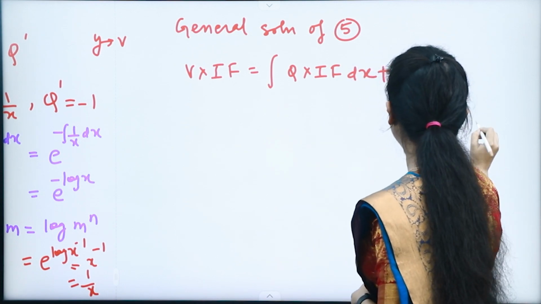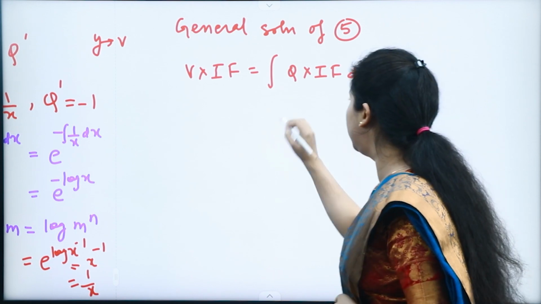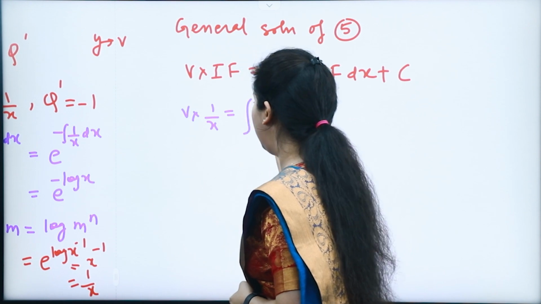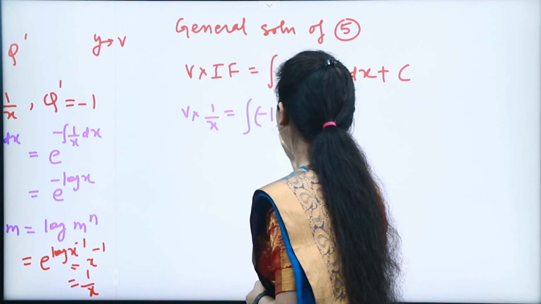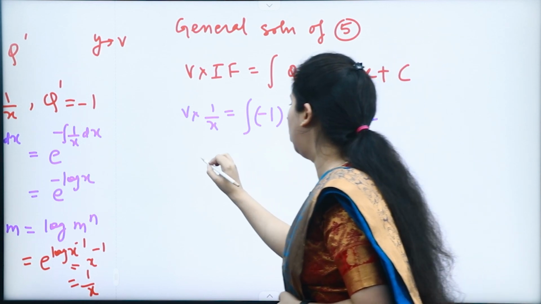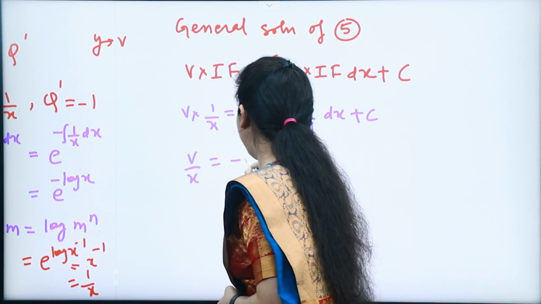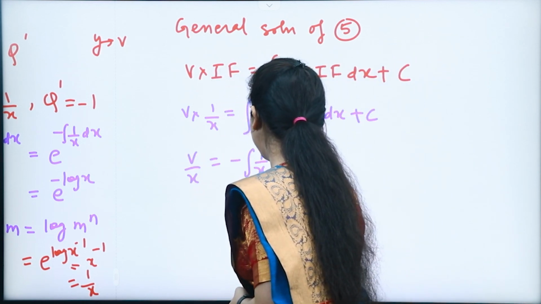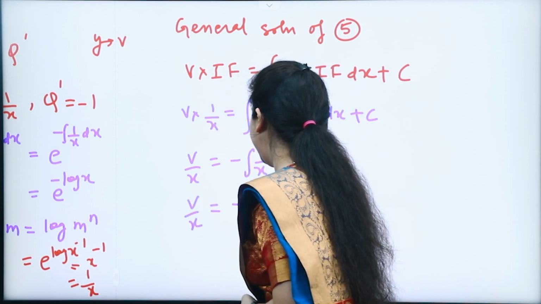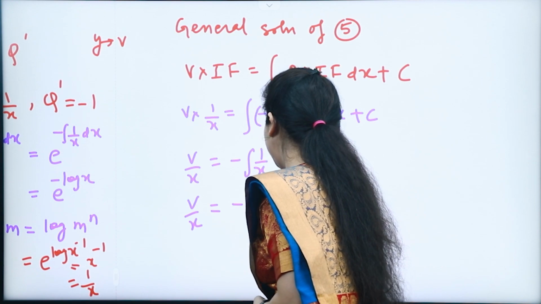So what we will do, we will substitute the value of the integrating factor and q. So here the integrating factor is 1 by x and the value of q was minus 1, multiplied by 1 by x dx plus c. So v by x is equal to minus integration of 1 upon x dx plus c, or v by x is equal to minus log x plus c, since integration of 1 upon x is log x.